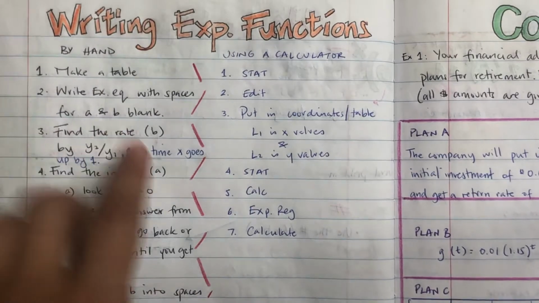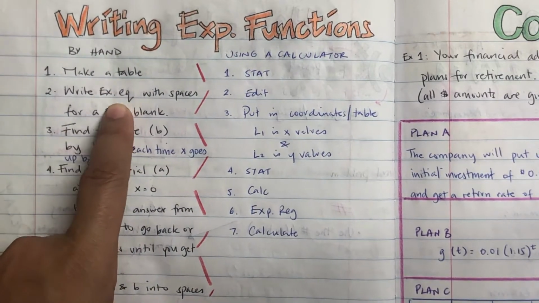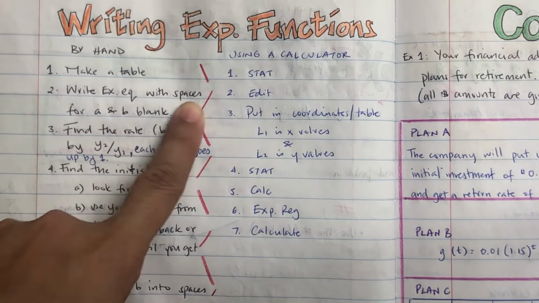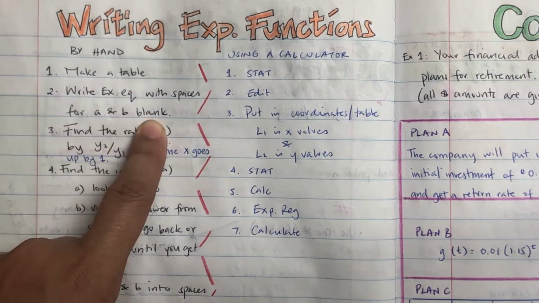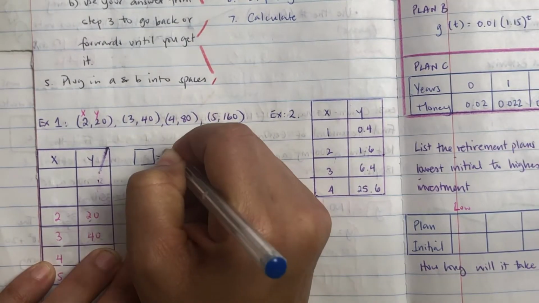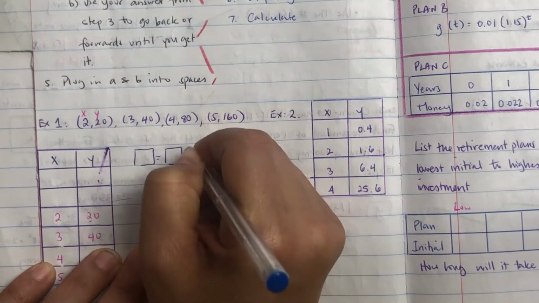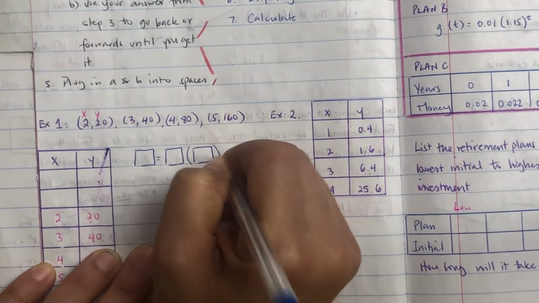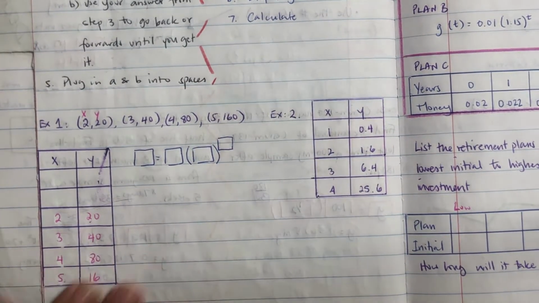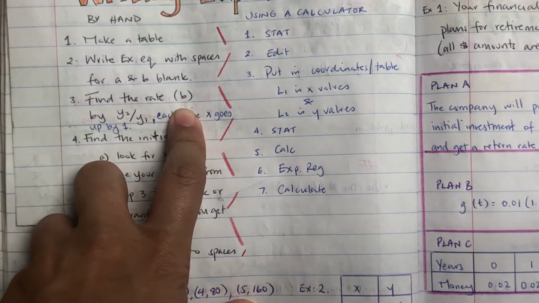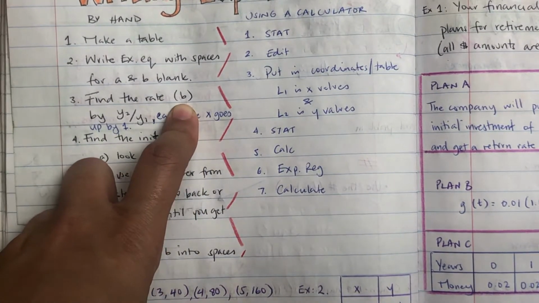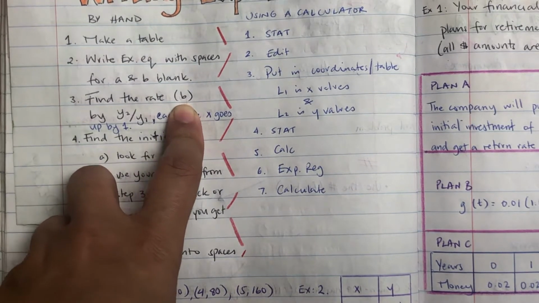So the first thing it says, make a table. Write exponential equation with spaces for a, b, blank. Y equals that, parentheses, that, close parentheses, that. This is a listening check. Color in x and y in the table. Find the rate. So you need to find how it's changing. This time they don't tell it to you, you need to find it.